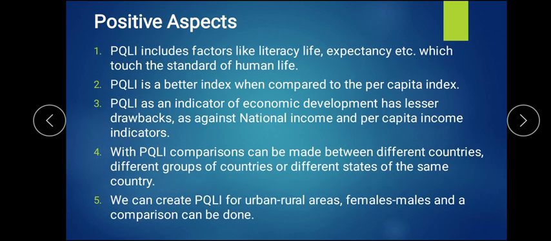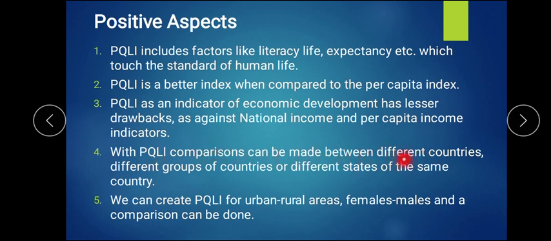So what are the positive things here? It includes factors like literacy and life expectancy, which show the standard of human life. Second, it is better than per capita income. Third, it has fewer drawbacks compared to national income and per capita income. Then, it is refined, and comparisons are made much easier.